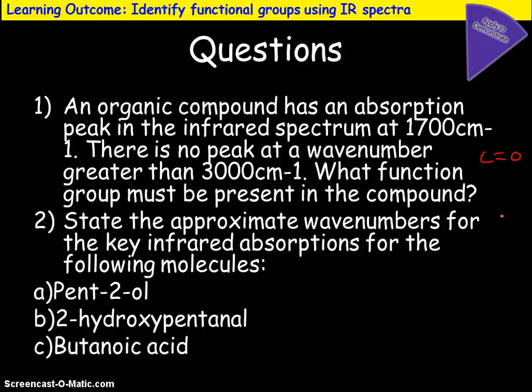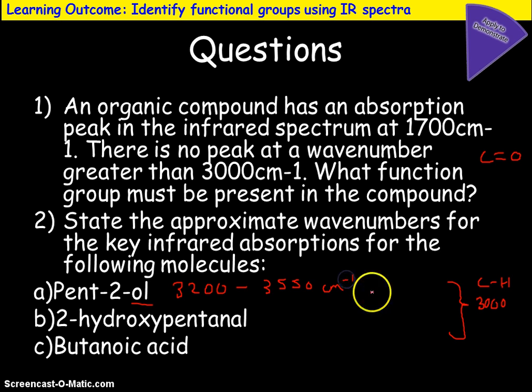State the approximate wave numbers for the key infrared absorptions for the following molecules. Well, pent-2-ol, it's just the alcohol, so in each of these three cases, we're going to get a vibration that corresponds to 3000 because of the CH bond, so I'll just do that first. But the pentanol, we're going to get a peak that will be broad between 3200 and 3550 centimeters to the minus 1.